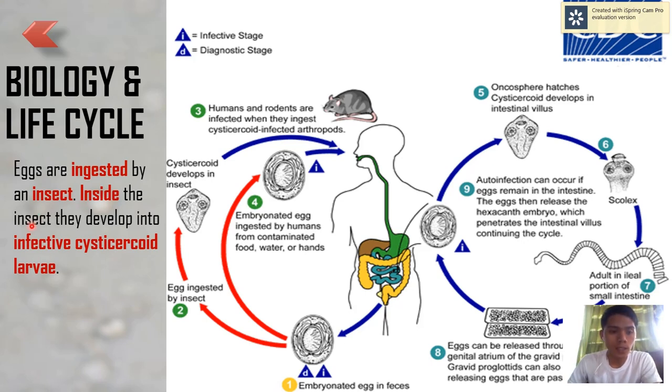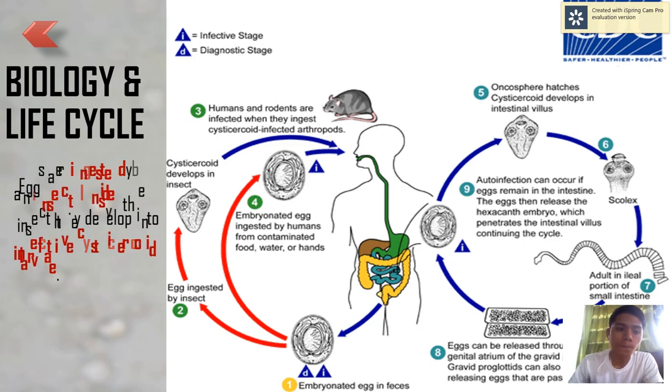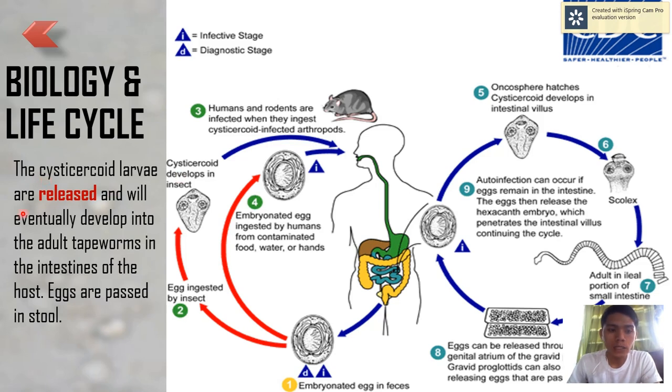Now inside the insect, they develop into infective cysticercoid larvae. So nakaon na ni siya sa human or sa rat, sa definitive host. So once makaon ang insect which is infected with cysticercoid, the cysticercoid larvae are released and will eventually develop into adult worm in the intestine of the host. So diretso na siya. Eggs are passed in the stool. So the same process ang i-undergo ni cysticercoid larvae. Pag ma-release siya dito sa small intestine, it will eventually attach to the intestinal lumen using its scolex and then develop into adult worm.